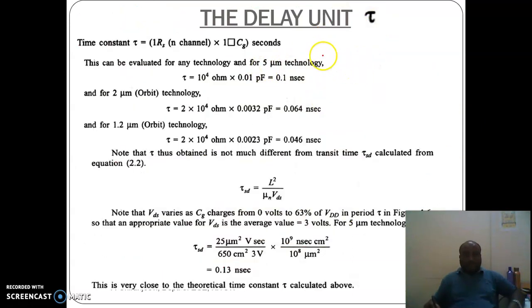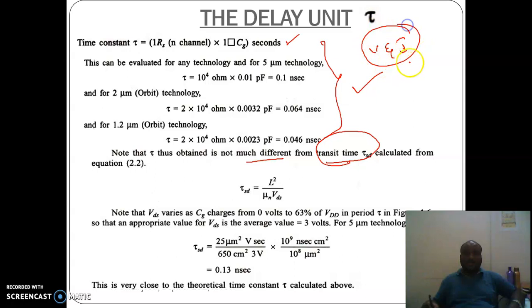Now the tau values obtained for various technologies through the concept of delay unit are not much different from the transit time we calculated in unit 2, that is the voltage and current relation, the second topic of MOSFET. There we calculated tau SD, the electron transit time, as L square by mu into VDS. This is a known formula to us.